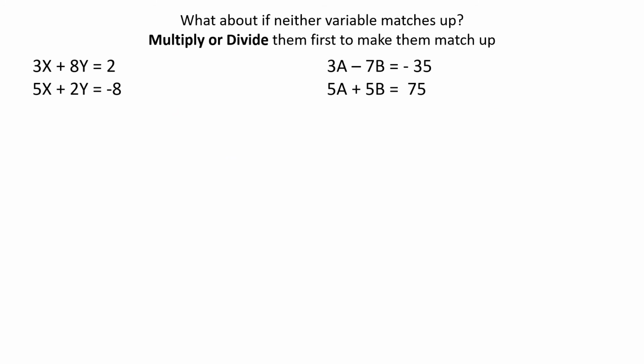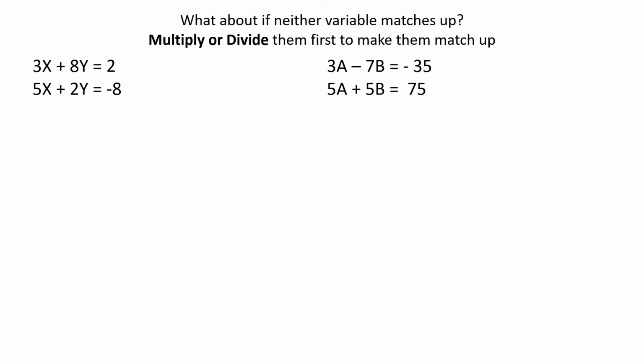So, what about if we can't just add or subtract? Why can I not add or subtract here? Well, if I add, I end up with 8x and 10y, which is no good, nothing's eliminated there. And if I subtract, I end up with minus 2x and 6y, and nothing's been eliminated there. What's the problem? None of these letters actually match up. I don't have 3x and 3x. I don't have 8y and 8y.